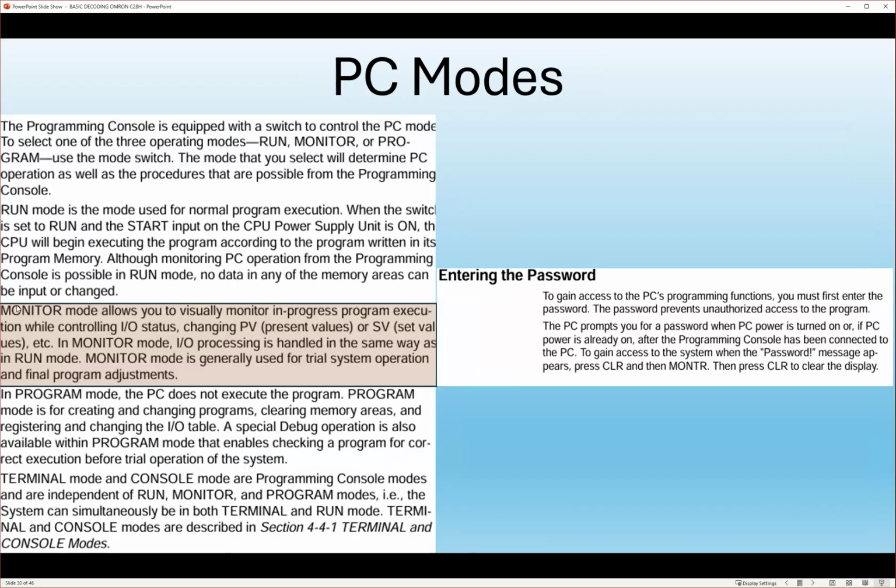These are those PC modes, and I've highlighted our monitor mode here. It's going to allow us to visually monitor in-progress program execution. So we'll be able to see the statuses as well, like if something's on or off, which we can see on the lights as well. It's generally used for trial system operation and final program adjustments. And you can change things while in monitor mode, so we just got to be very careful. Just like we were on the Gould, you can change things when you're in monitor mode. You just want to be careful that we're only pushing up and down. And this kind of gives an outline of the different modes that are available, which you want to read through.